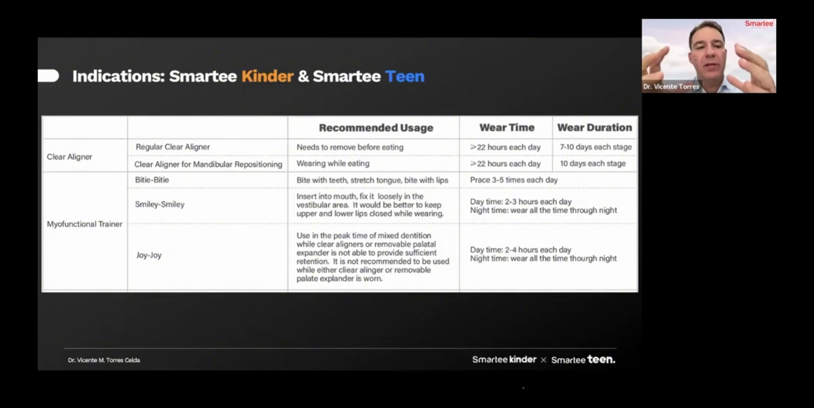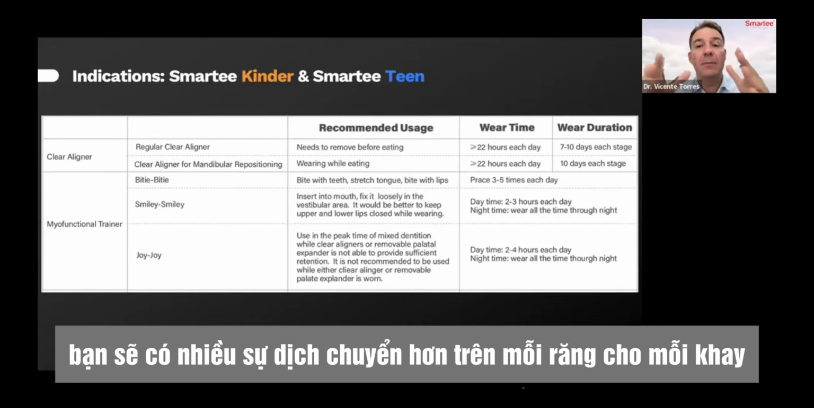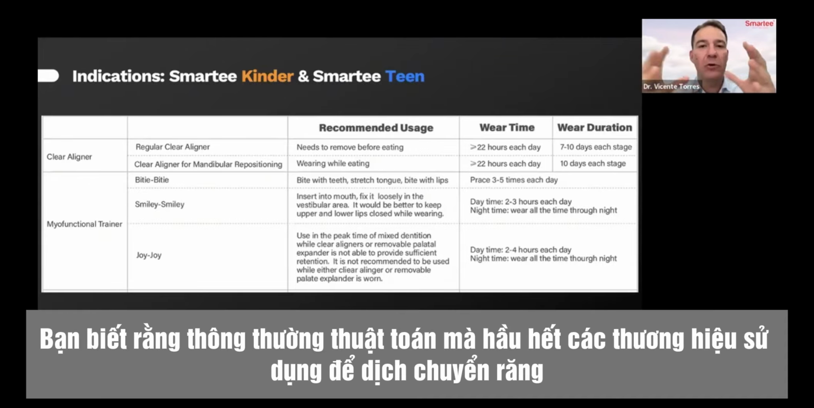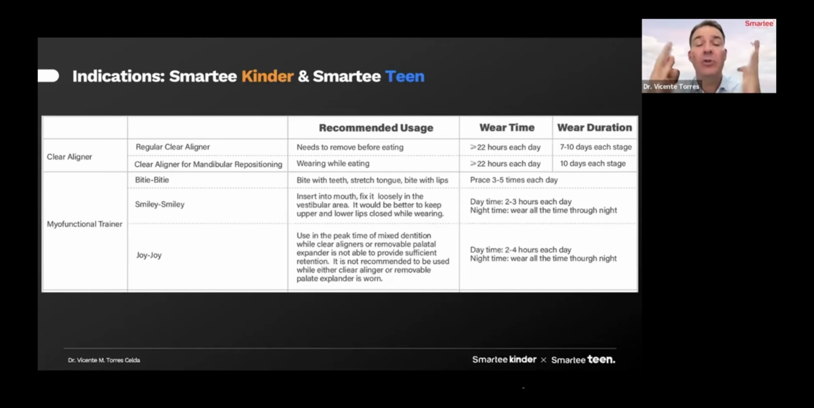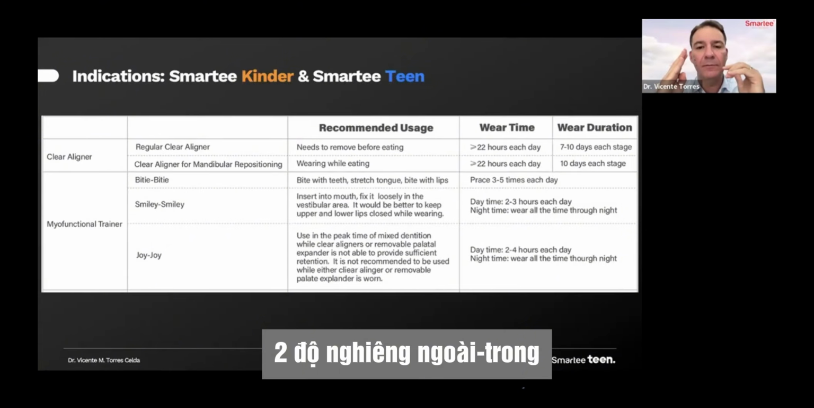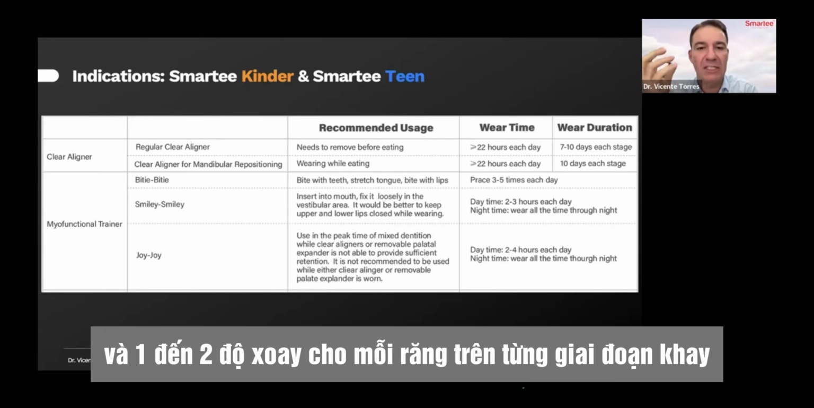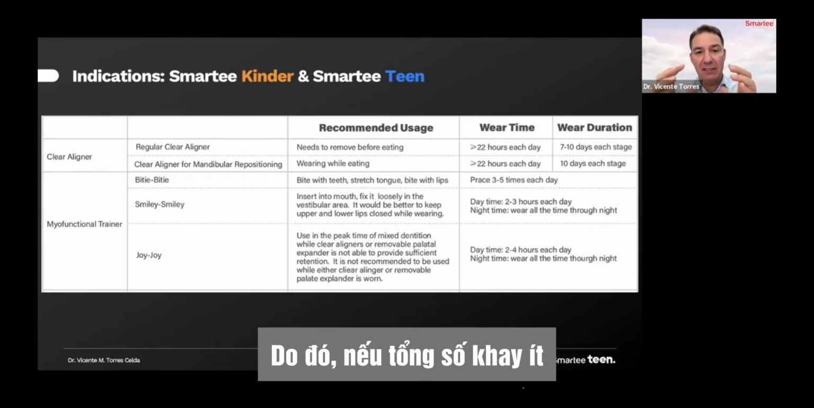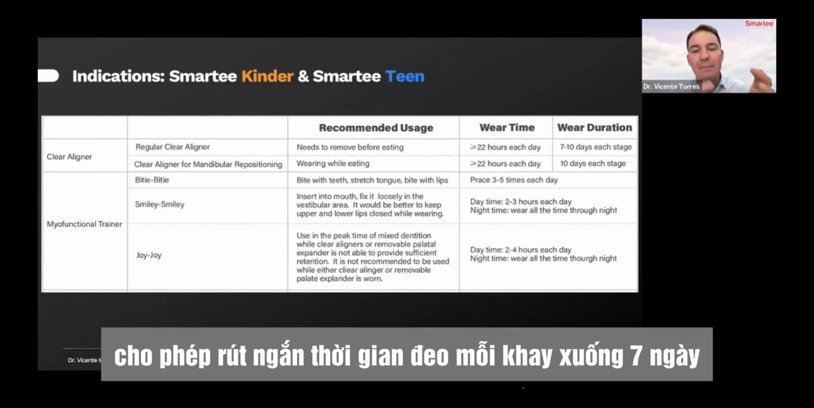Why? Because normally, when you start to move the teeth, if you have fewer aligners, you have more movement per tooth per aligner. The algorithm that most brands use to move the teeth normally moves 0.25 millimeters per tooth per aligner, 2 degrees of torque, and 1 or 2 degrees of rotation. So at the end, if you have fewer aligners, you have more movement per tooth per aligner. If you have more aligners, normally you have less movement per tooth per aligner. This is why in my protocol, I change the wear duration.